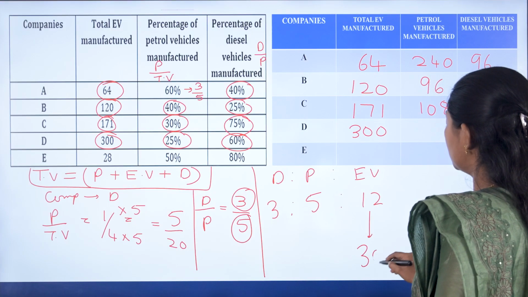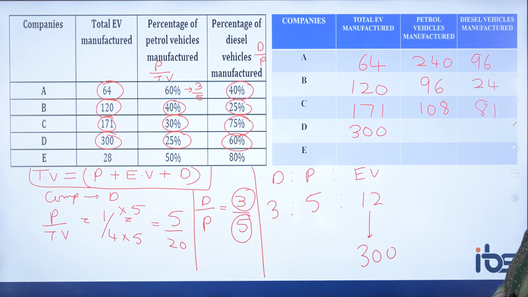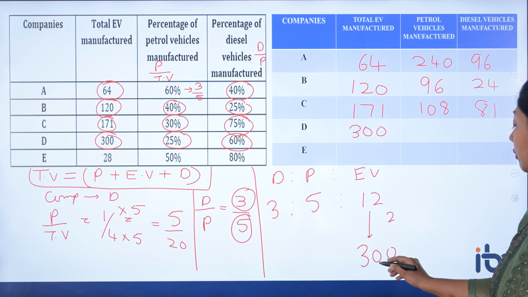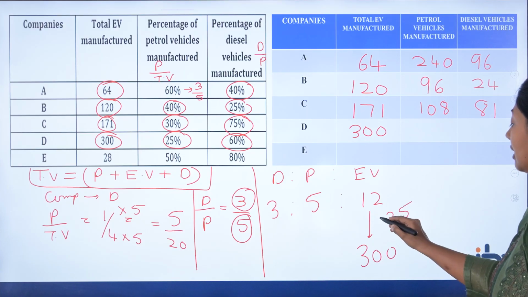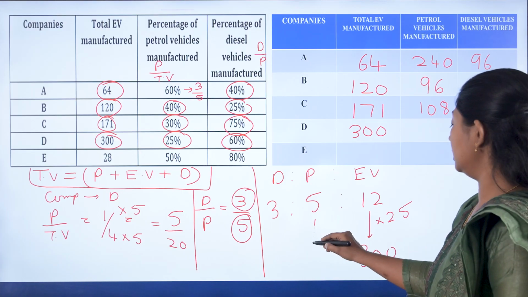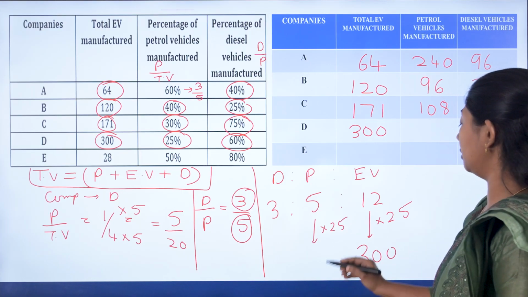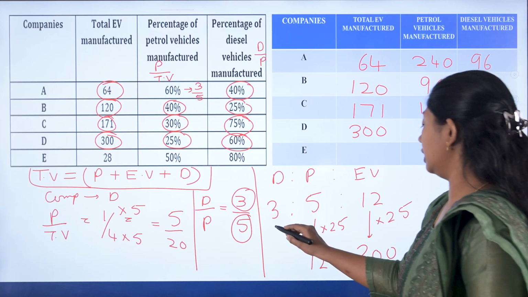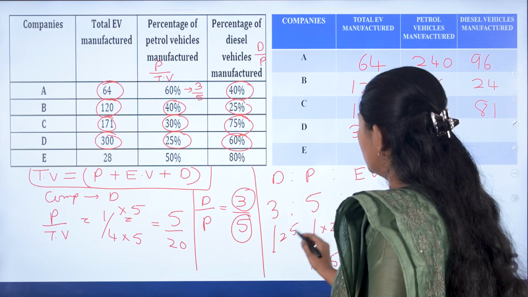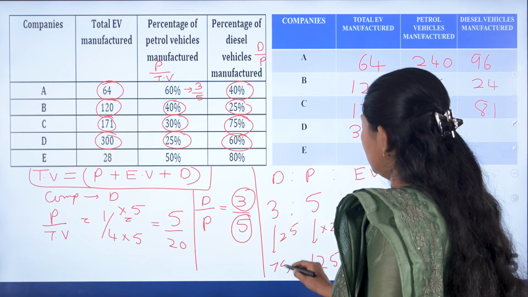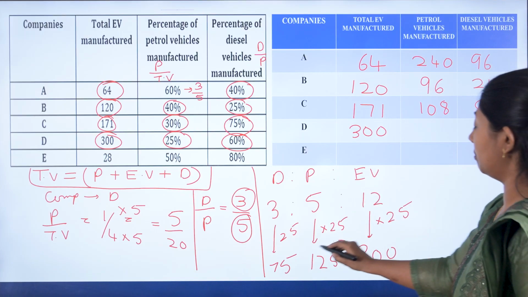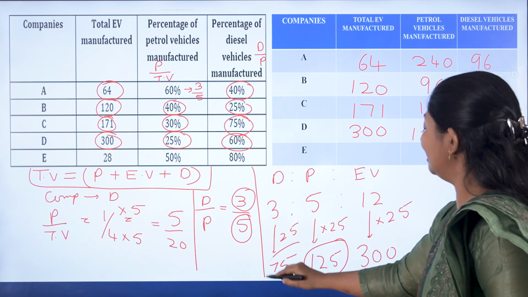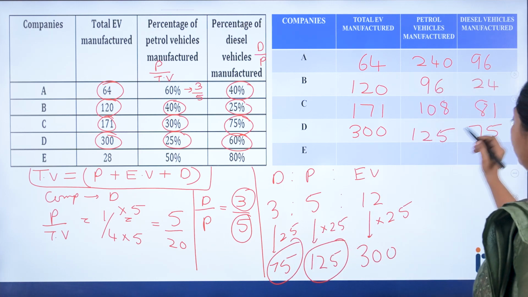So 12 corresponds to 300. That means what is 1 unit? 12 2s are 24. Then you are going to get 6. 12 5s are 60. So from this into 25. 25 into 5 means 125. Then you have 25 into 3, you are going to get 75. So what is petrol? Petrol is 125. And then you have the diesel as 75.